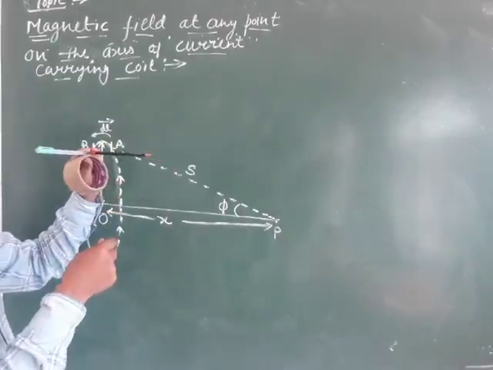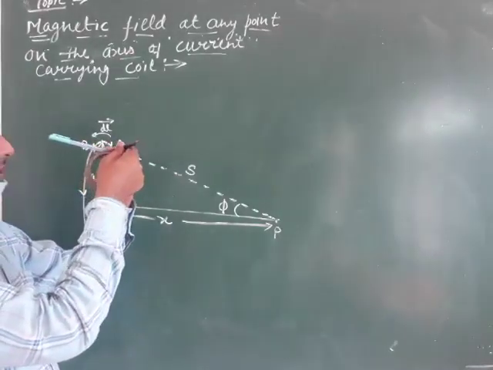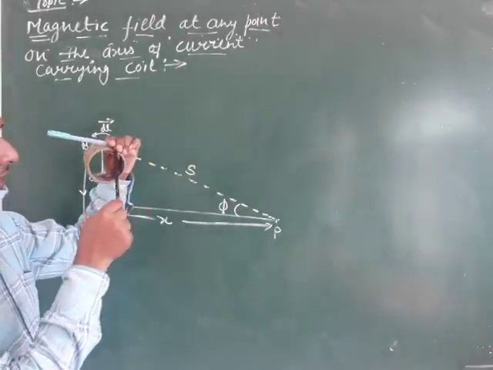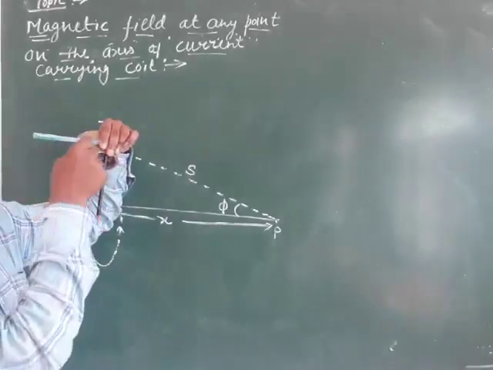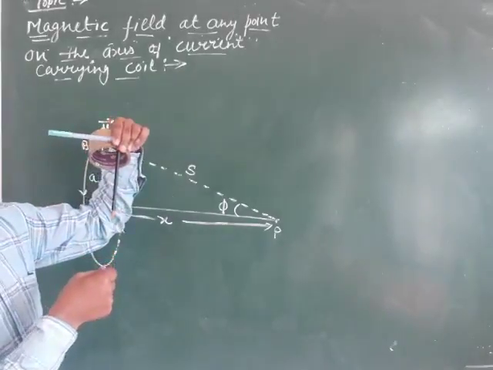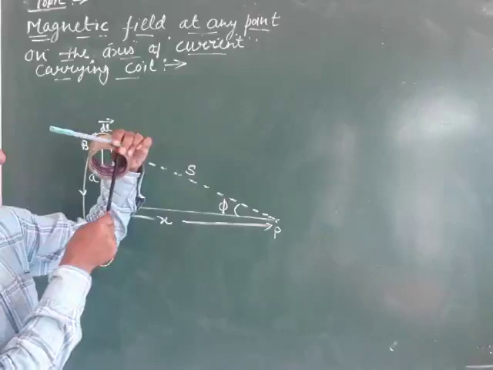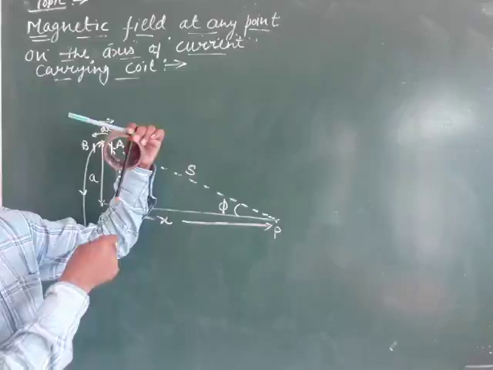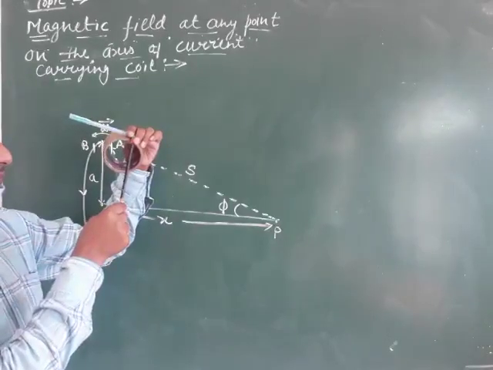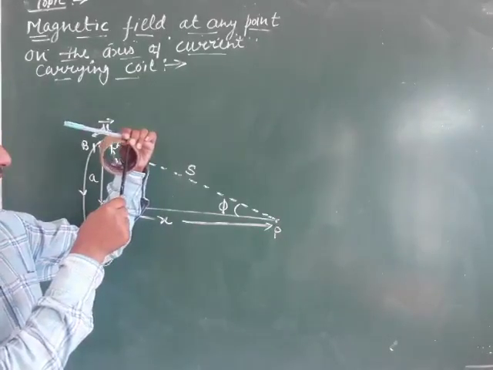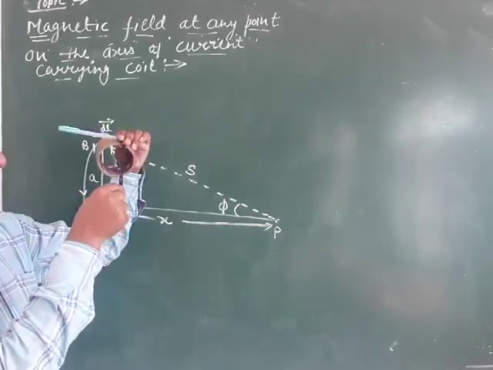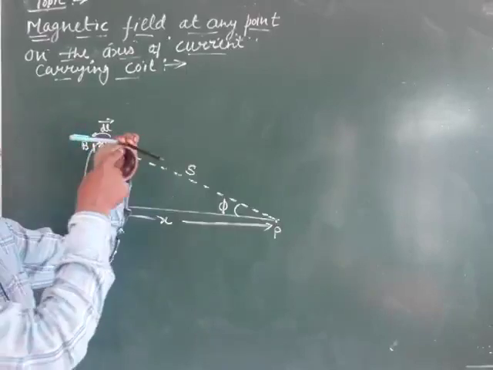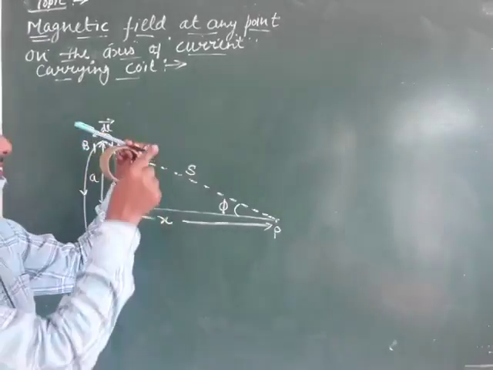But always keep in mind, see here, if I do like this, what is the angle between the current element and this displacement vector? It is 90 degrees. If I do like this, what is the angle between the current element and the displacement vector? 90 degrees. So whether you change the position or change the direction of the displacement vector, the angle between the current element and the displacement vector is always 90 degrees.